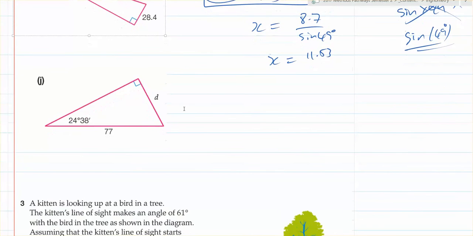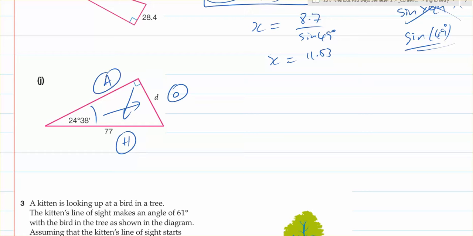I'll quickly go over how you set this up. I won't actually do the question. Well, I will do the question. Again, this is the reference angle. This is the opposite side. This is the hypotenuse side, and this is the adjacent side.